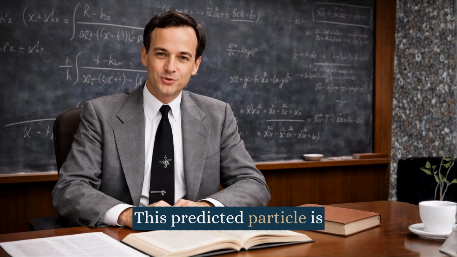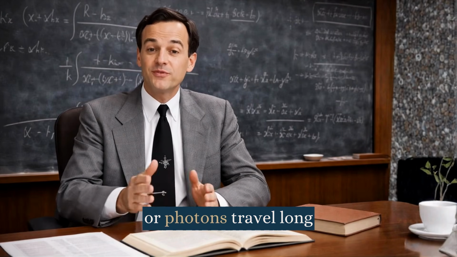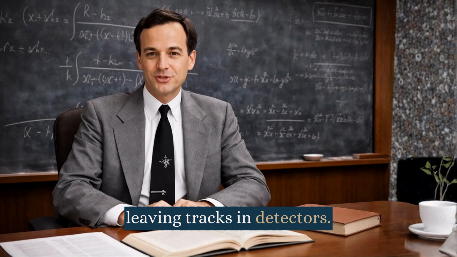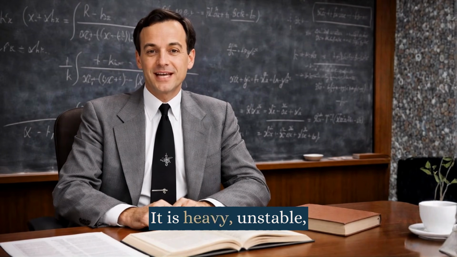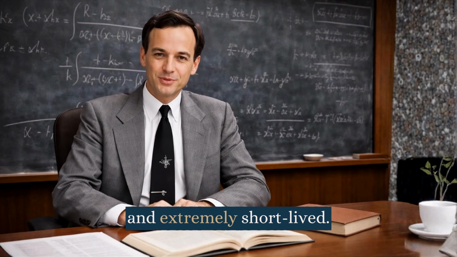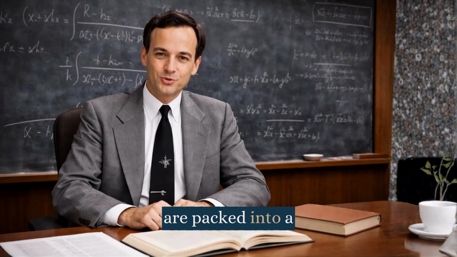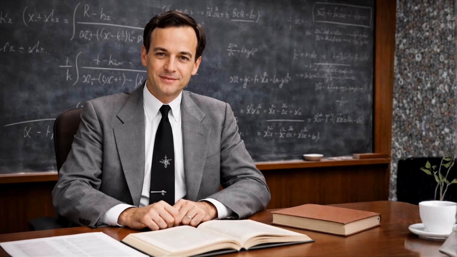This predicted particle is unlike most others we encounter. Particles such as electrons or photons travel long distances, forming beams and leaving tracks in detectors. The vibration associated with this field is different. It is heavy, unstable, and extremely short-lived. It appears only when large amounts of energy are packed into a very small region of space. Why is it so difficult to produce?